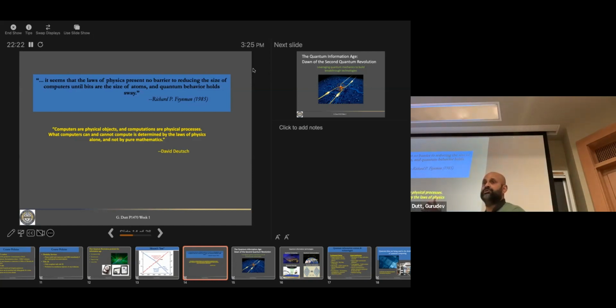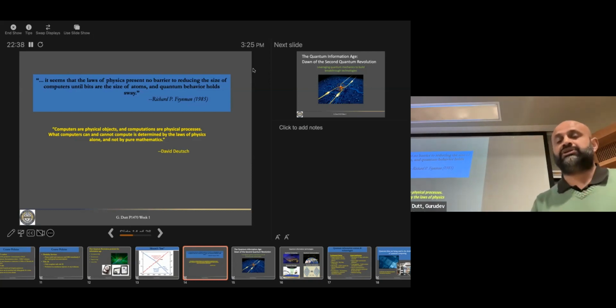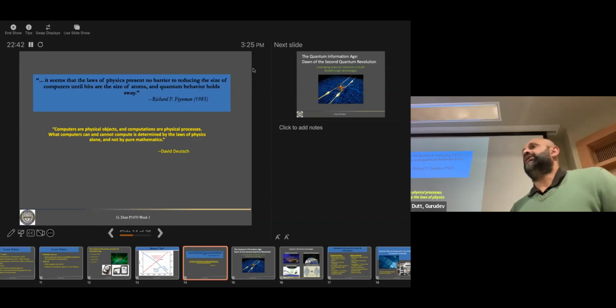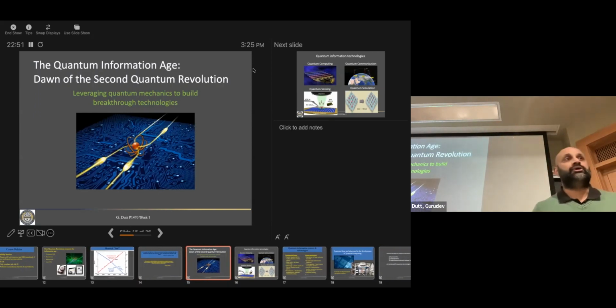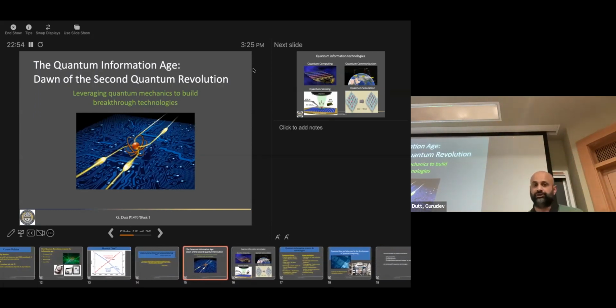He was another one who said we have to think about computers beyond just mathematical objects, which was a view that was promulgated by many computer scientists. He said that computers are physical objects and computations are physical processes. So we need to think about the limits of computation not just as mathematical principles, but as what physics allows us to do. Okay. So with these two viewpoints, we have reached the dawn of the second quantum revolution.